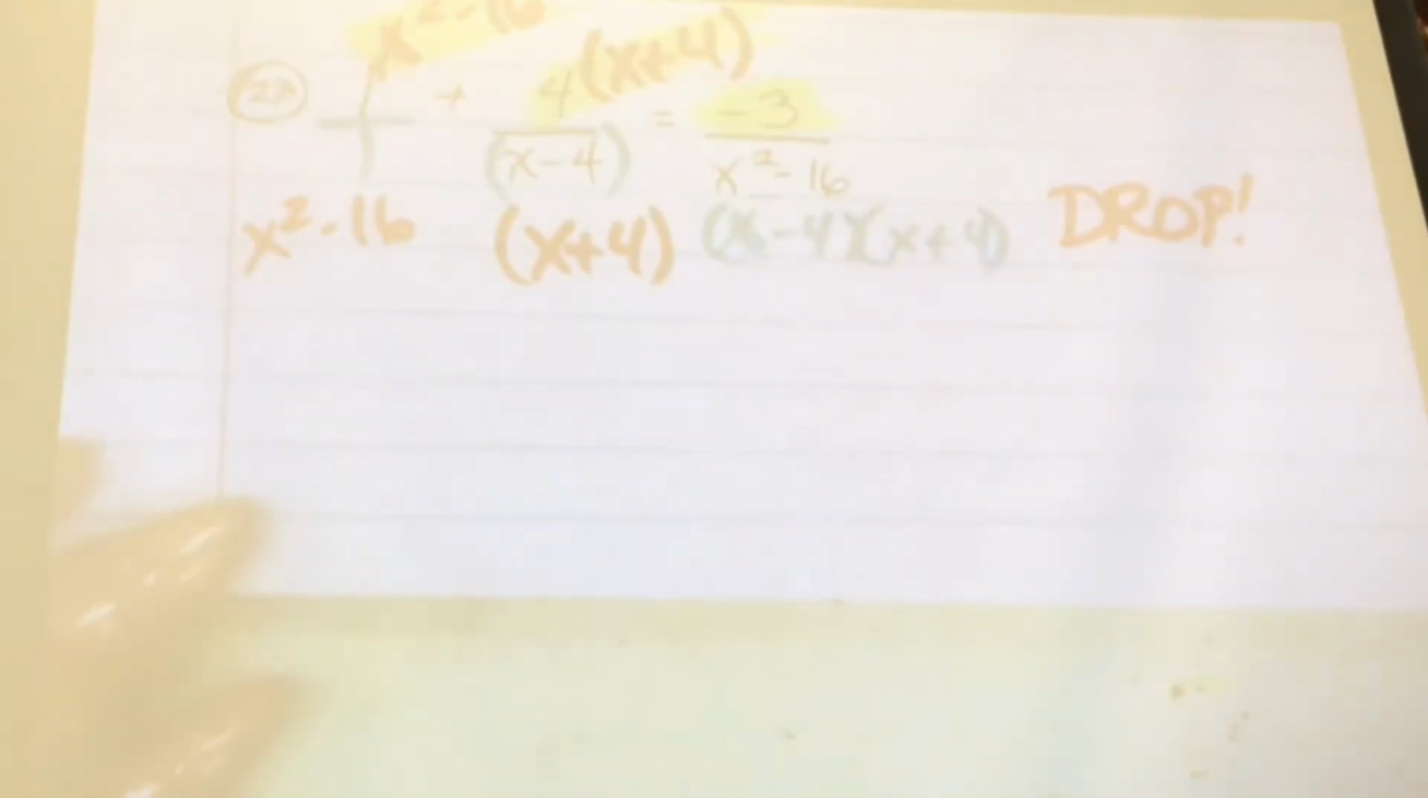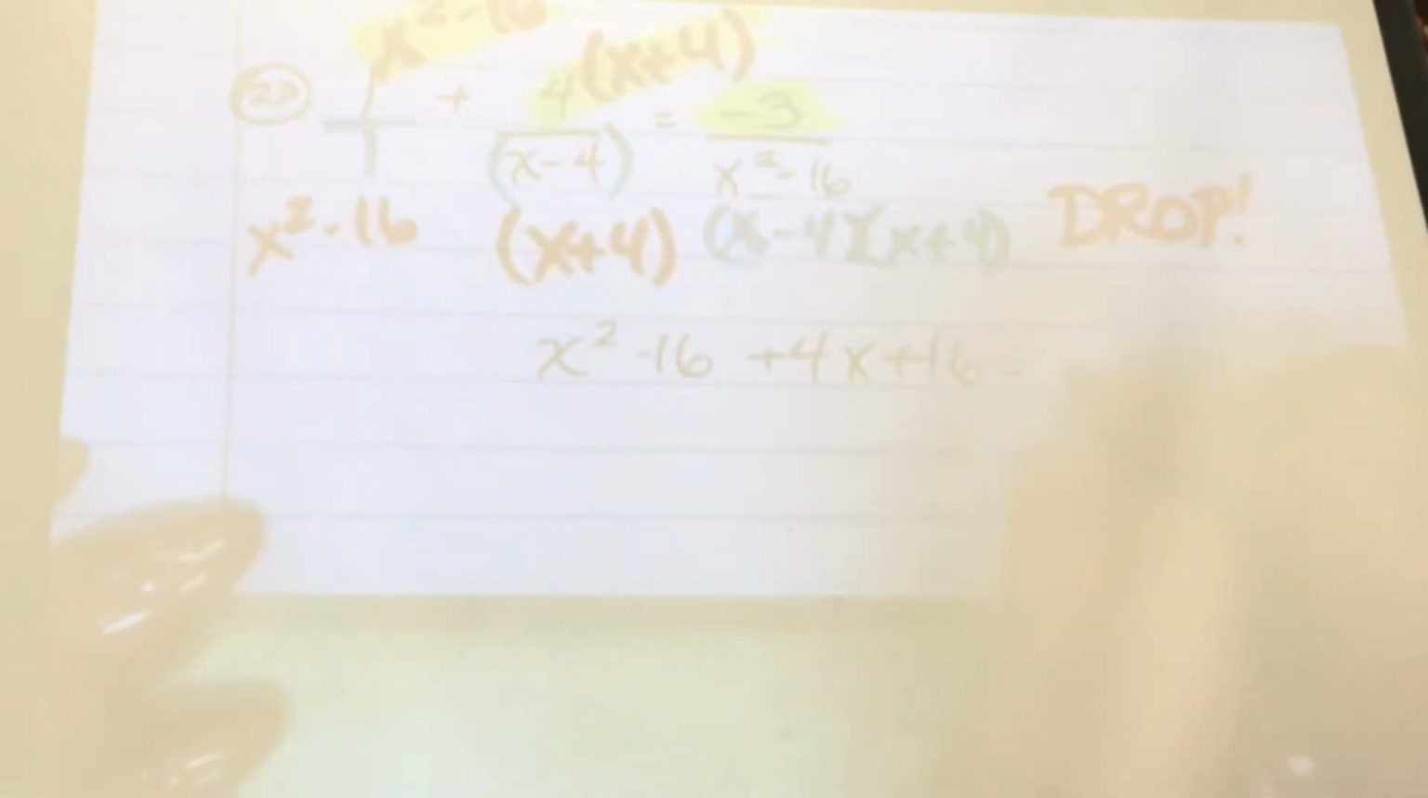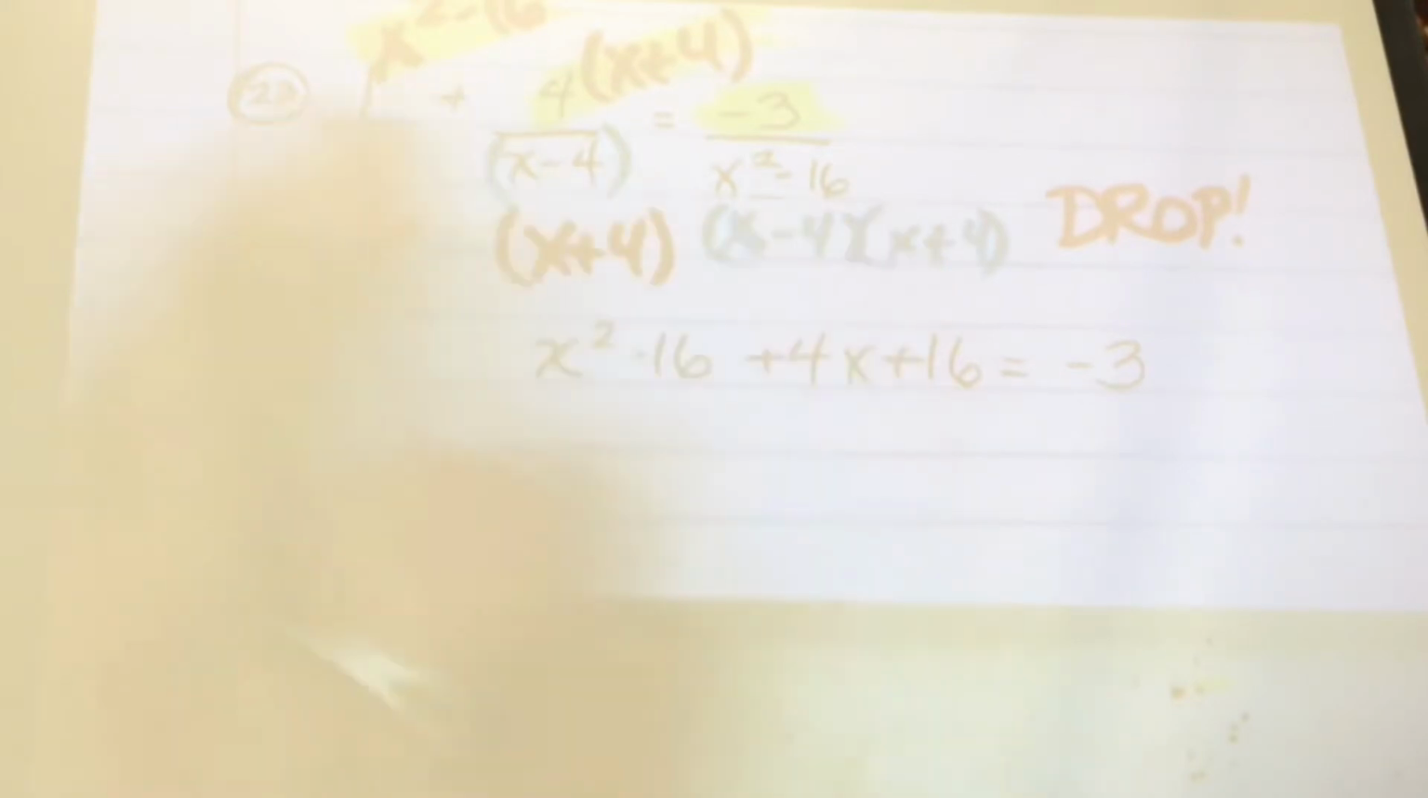Kyle, tell me what to do from here. What should I write? X squared minus 16. Keep going. 4x plus 16. Plus 4x plus 16 equals negative 3. Oshini, how come I didn't multiply this negative 3 by anything? Yeah, the denominator has both terms. This guy was missing something, this guy was missing something, but this guy wasn't missing anything, so you're not going to multiply him by anything.